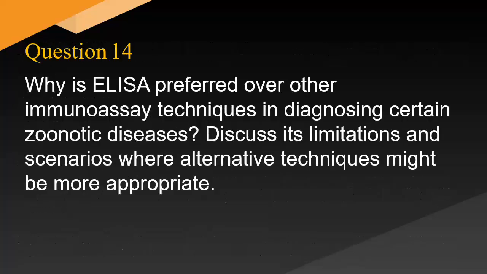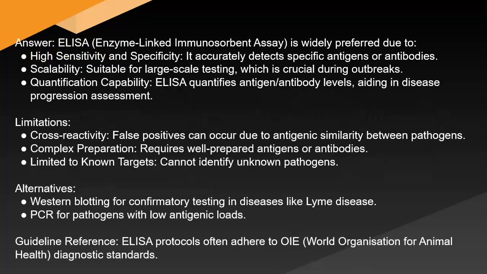Application example: during an avian influenza outbreak, active surveillance could involve regular testing of poultry farms near known cases to contain the spread. Why is ELISA preferred over other immunoassay techniques in diagnosing certain zoonotic diseases? Discuss its limitations and scenarios where alternative techniques might be more appropriate. Answer: ELISA, enzyme-linked immunosorbent assay, is widely preferred due to high sensitivity and specificity.